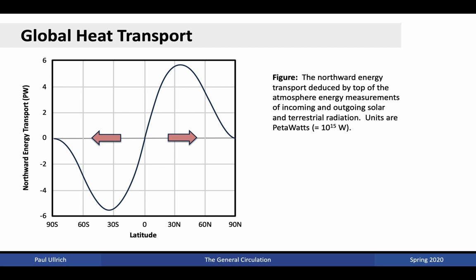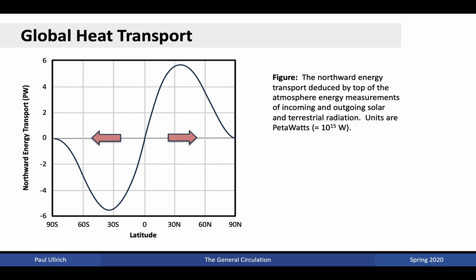Here's a plot showing the approximate northward energy transport occurring as a result of the energy imbalance. Specifically, we see that this energy transport is maximized again between about 30 degrees and 40 degrees in either hemisphere. These values are, of course, quite large, approaching 6 petawatts at the point of maximum heat transport.